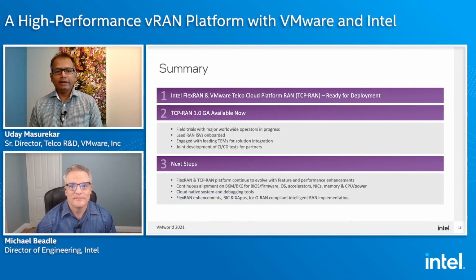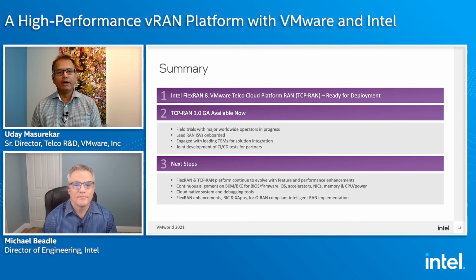Okay, in summary, both the solutions, Intel FlexRAN as well as VMware's Telco Cloud Platform for RAN, TCP RAN, are now ready for deployment. The first version of TCP RAN is already GA available now, and the next version is already in the works. Intel and VMware are working together on that. For the first solution, the field trials with major worldwide operators across the continents are already in progress. From the partners' perspective, leading RAN ISVs are already onboarded, and we are also engaged with a few more who are working with us on that front.